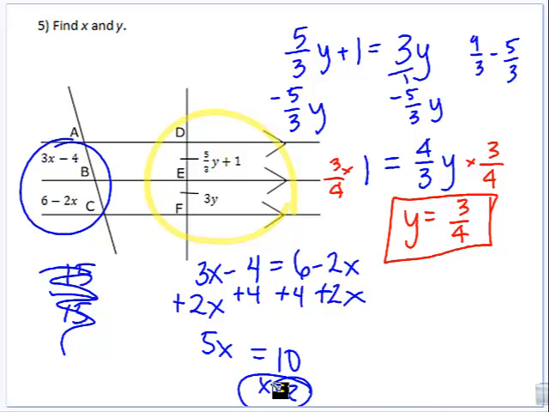Okay? So that's it, it's just setting up more proportions. It's just the diagrams are going to look a little bit different.